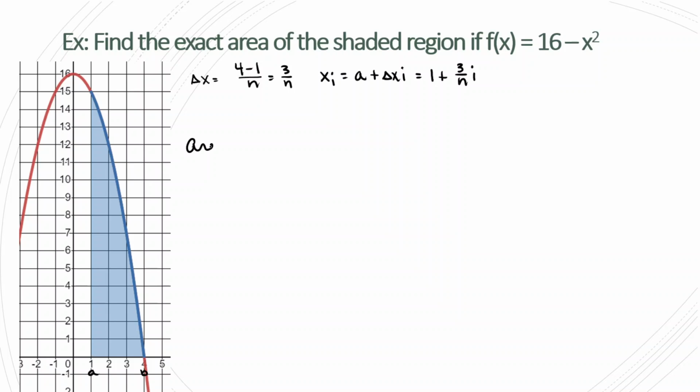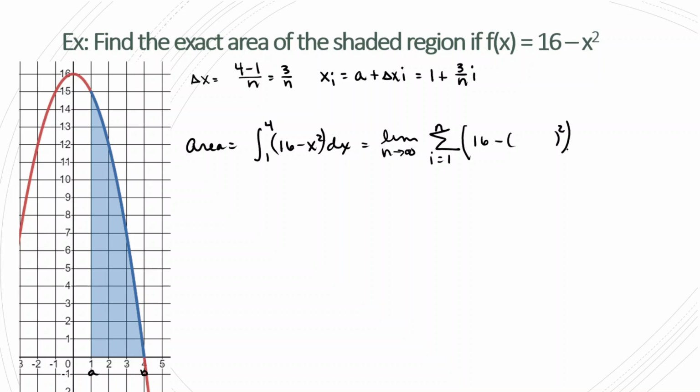Now this area is going to be the integral from 1 to 4 of my function dx. So this will equal the limit of the summation of my function times my delta x.